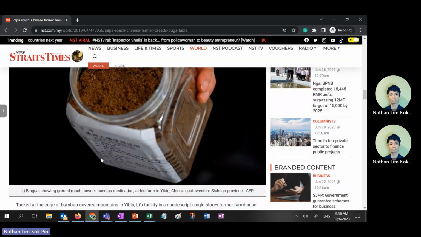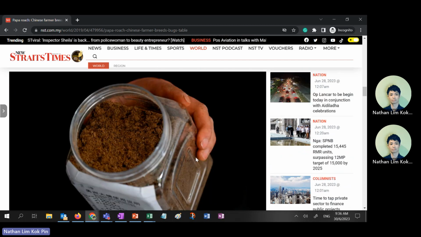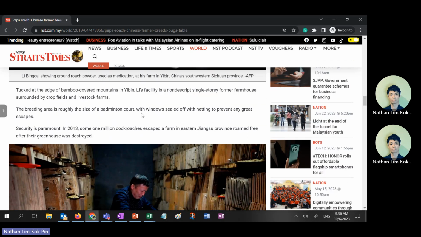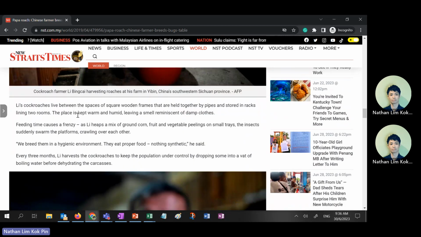Then first of all, you can sell it to TCM. TCM, this is cockroach powder, by the way. Cockroach powder, very good for asthma. Second, the expense is very, very little, like what I say.